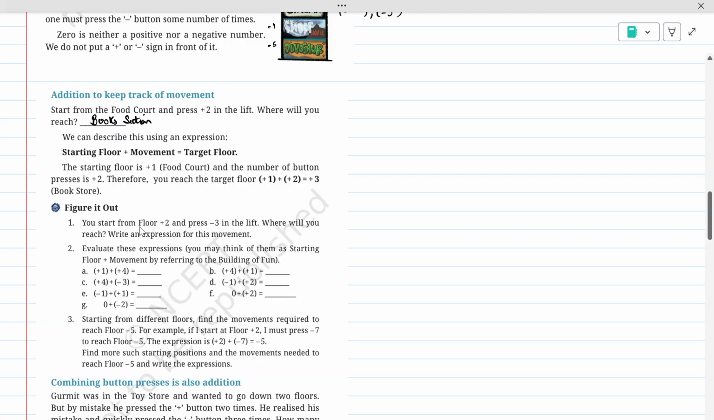The first question is, you start from the floor +2 and you press -3 in the lift, where will you reach? So kids, for the ease of your understanding, I am making 0 here. This is my ground floor and this is my building. I'm just making this kind of replica of the building here. This is my 0, this is my +1, +2, +3, +4, +5. Similarly, -1, -2, -3, -4, -5. I'm taking 5 numbers as of now.